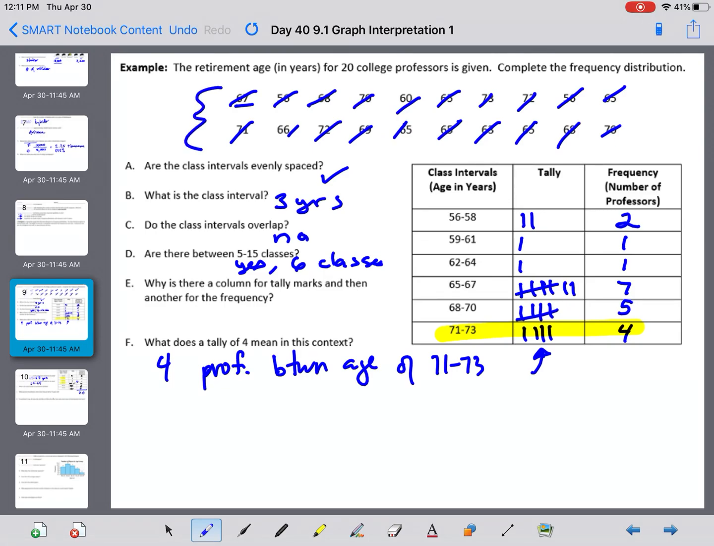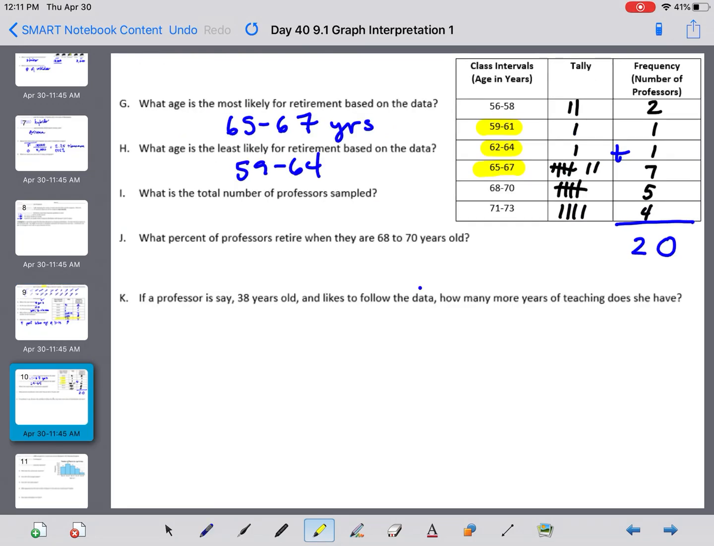Okay, other things that you can do, you could count the number of raw data values here. So you could go through and count how many are there. You could also go back to the original problem, and a lot of times they will tell you, hey, we sampled 20 people, here's the data.